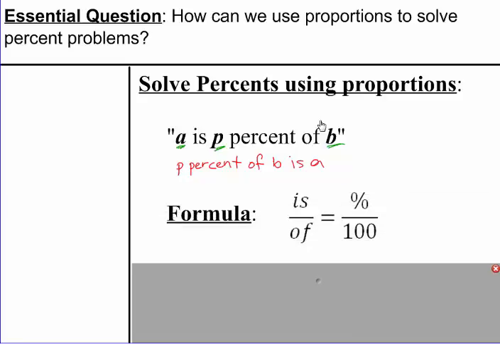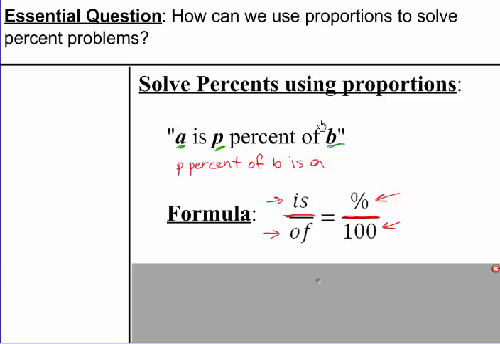So then, when we go to write it as a proportion, I like to use this expression: is over of equals percent over 100. So is over of equals percent over 100. So that 100 is always under the percent number.